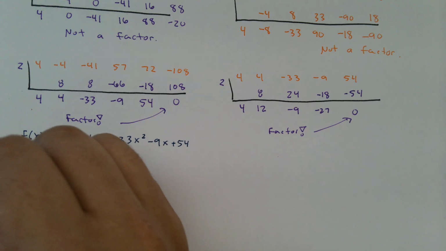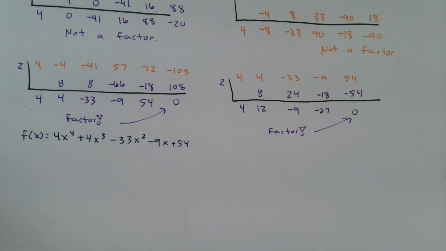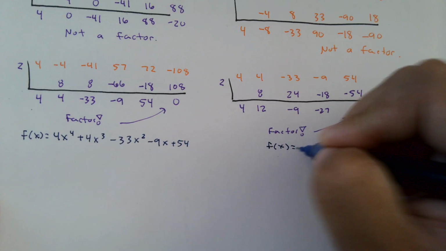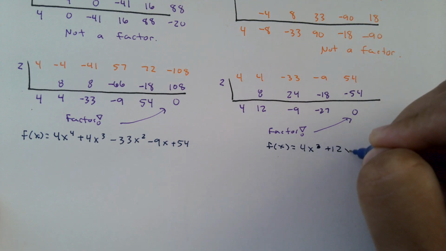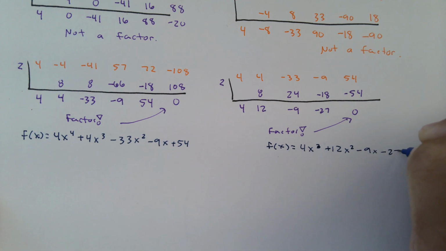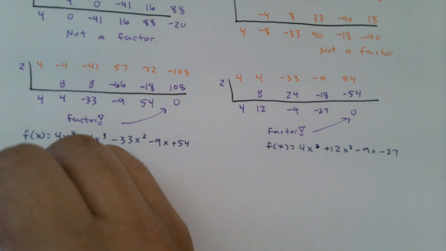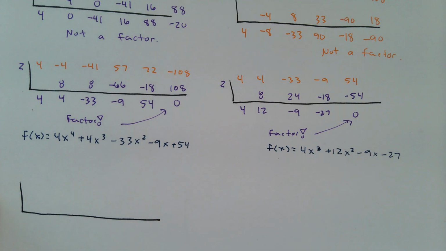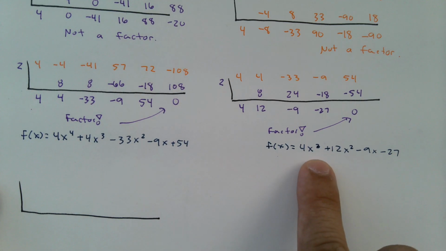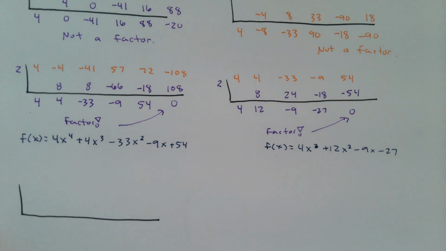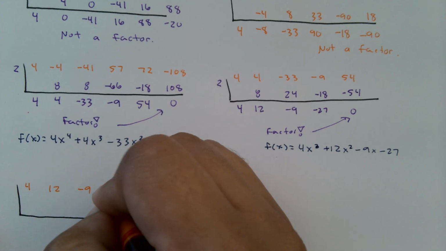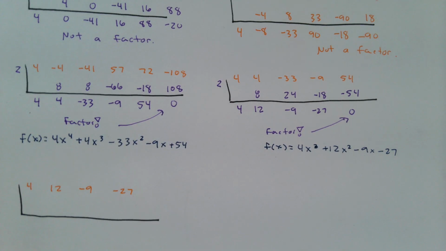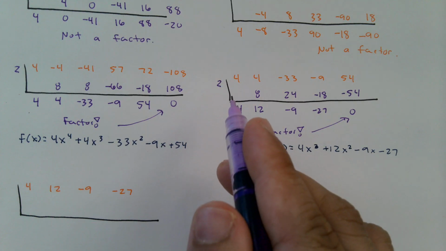Synthetic division, again with the new polynomial. So our new polynomial is now f of x equals 4x cubed plus 12x squared minus 9x minus 27. Synthetic division again. And the reason I'm using synthetic division again is this is a cubic, not a quadratic. We use synthetic division until we have a quadratic. So 4, 12, negative 9, negative 27. And I'm going to test 2 again, because maybe it happened 3 times.